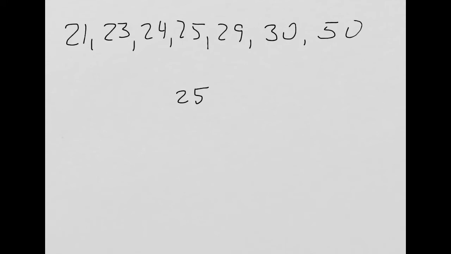What's the first quartile? Exclude, include. Exclude, good. So it would be 23 in this case. And what is our third quartile? 30.